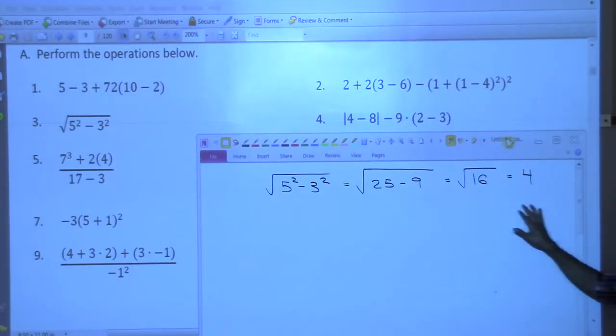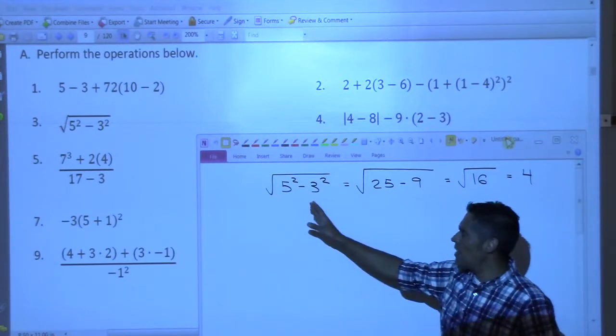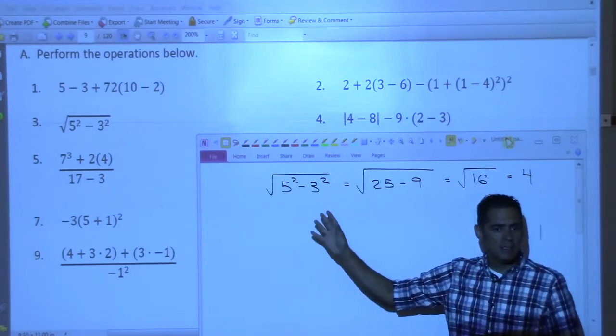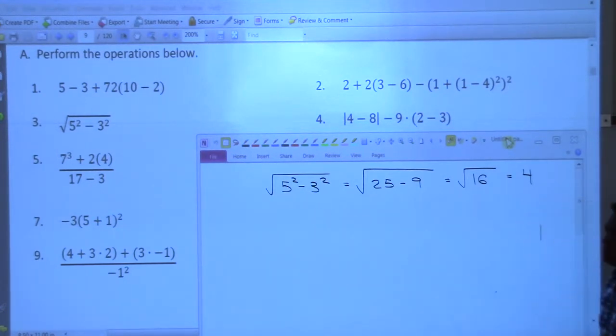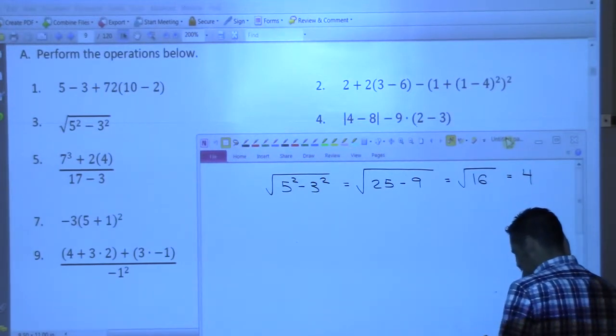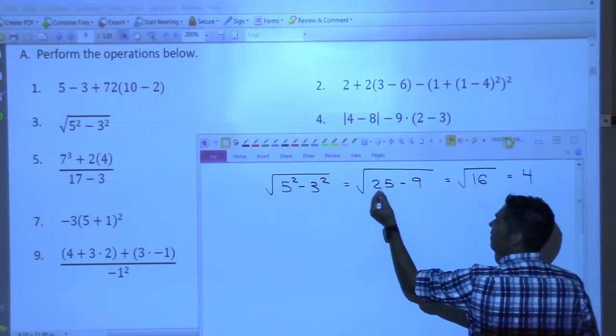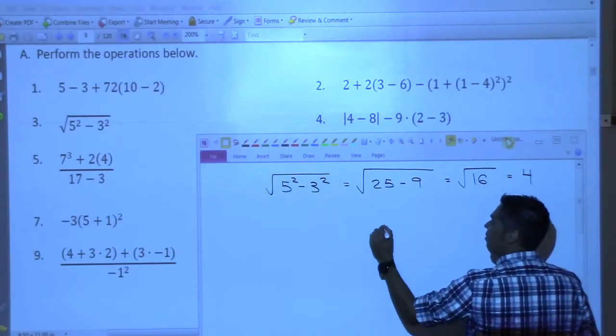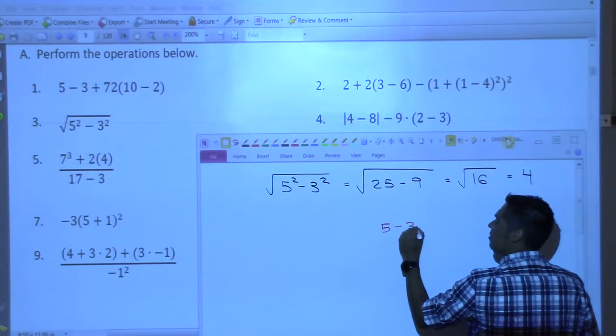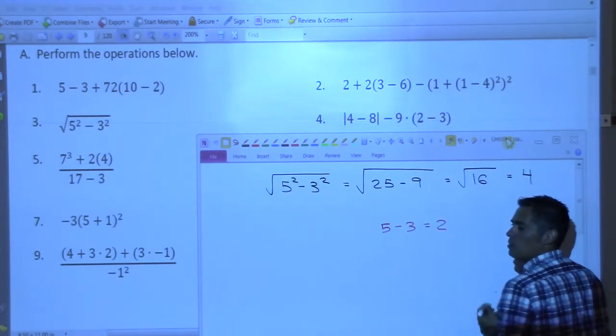Any questions on that? Did anyone want to try and do this a different way? No? Let me show you. Here's something that people do that's dangerous. Okay, this is incorrect, so I'll do it in red. This is not correct. But some people right here will do 5 minus 3, which is 2.